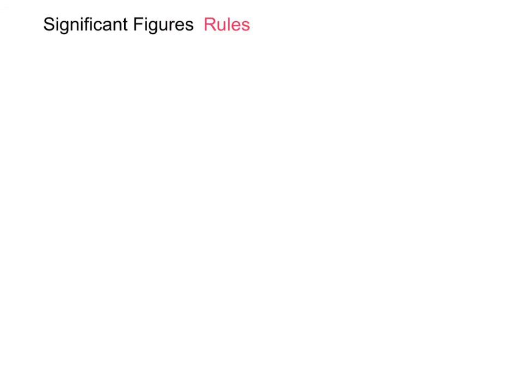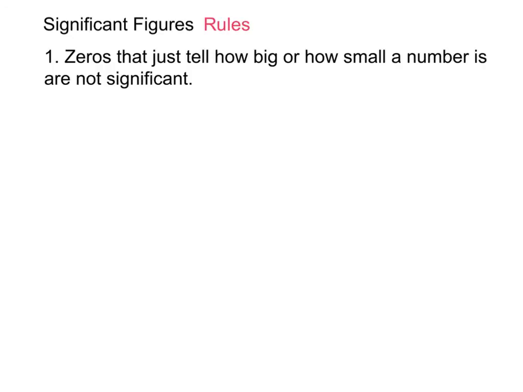Okay, so the next thing that we need to know besides working with large and small numbers is what kind of significant figures I need to keep. Significant figures tell me how well I measured something, and they keep it so that I can say that I'm this exact. Okay, so zeros that tell how big or how small a number is are not significant.